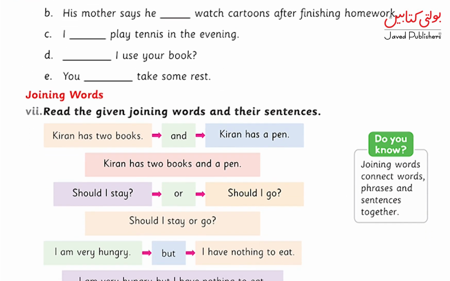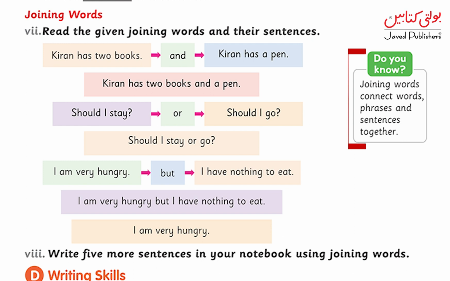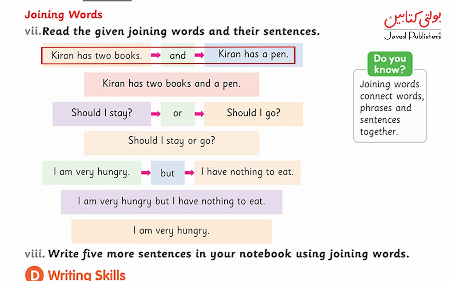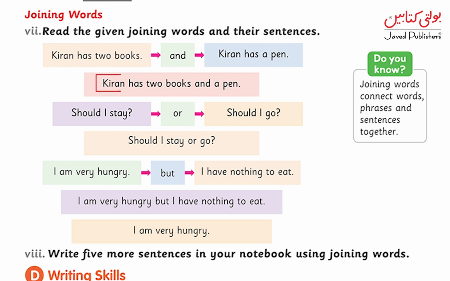Now let's learn about joining words. Joining words are the words that join words and phrases and sentences together. For example, Kiran has two books and Kiran has a pen. Now when we join these two sentences together, it will become Kiran has two books and a pen. So when we join words, we do not repeat the names.